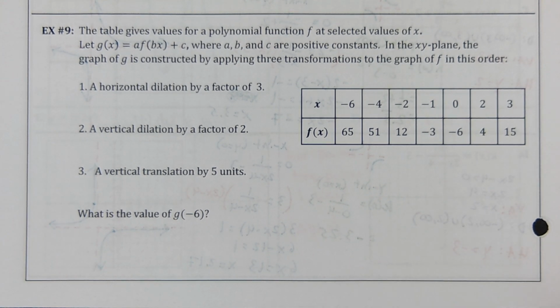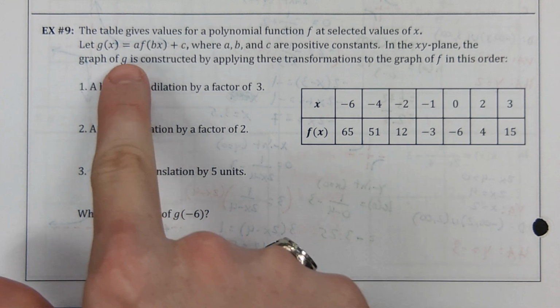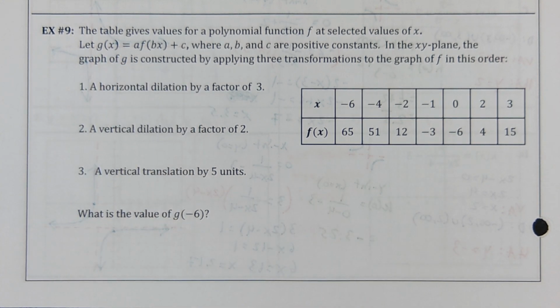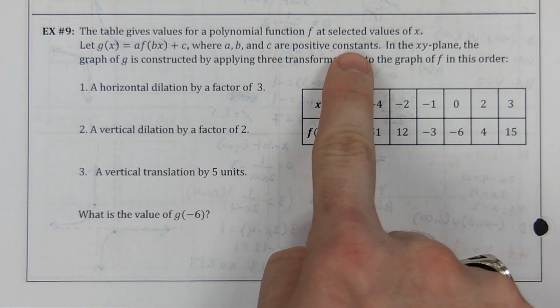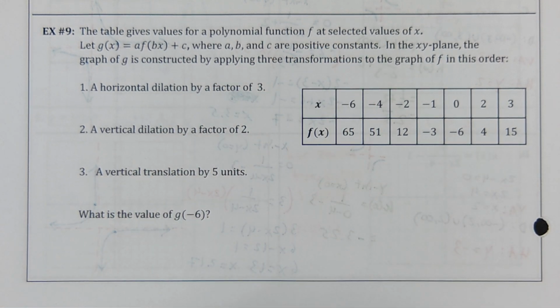The table gives values for a polynomial function at selected values of x. Here's what we know. G of x is some kind of transformation of f of x, where a, b, and c are positive constants. That means there's no reflecting.